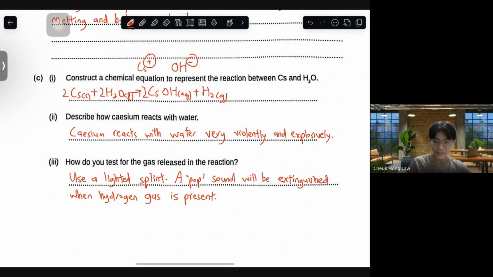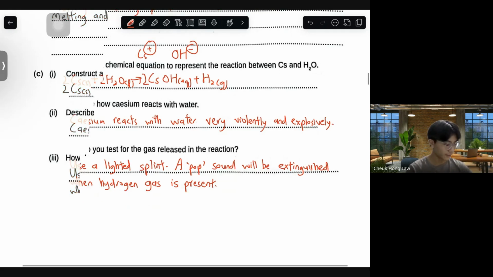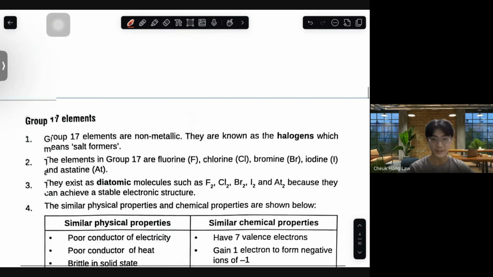Okay, if you guys have no questions and you're done copying, just give me a thumbs up so I know I can move on. Okay, looks like most of you are done. I'll be moving on now to your group 17 elements.